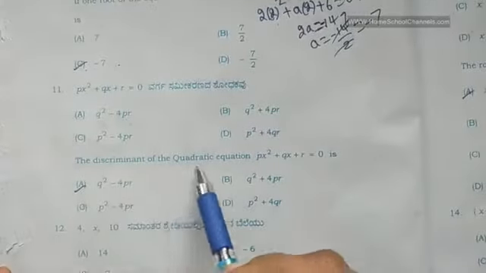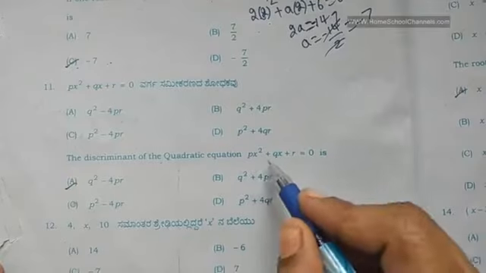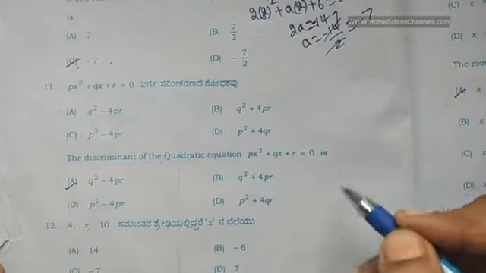11th one, the discriminant of the quadratic equation px square plus qx plus r equal to 0 is.